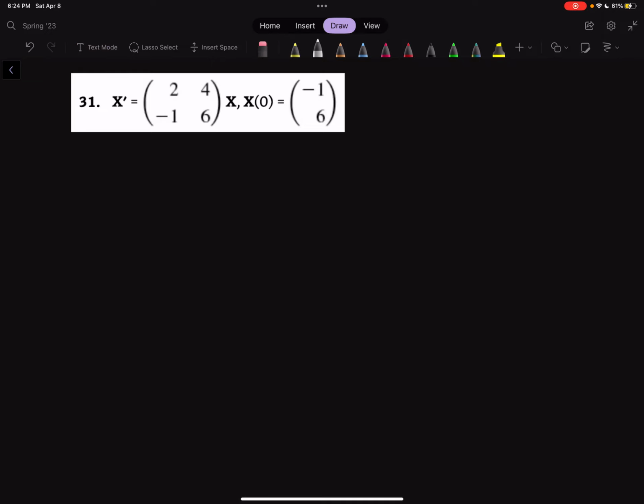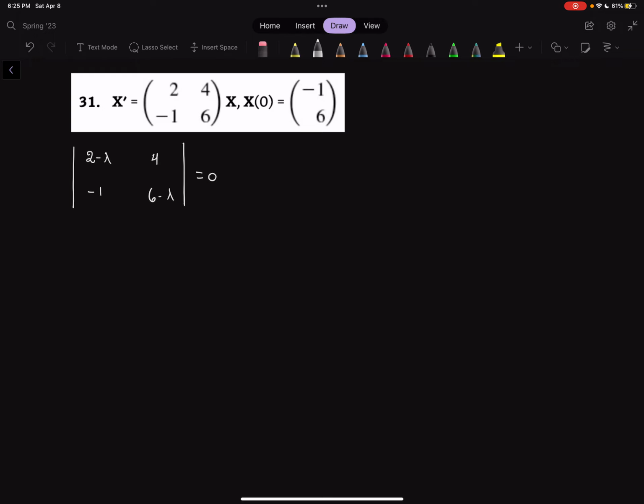All right, here we are with another problem, an initial value problem now, with a first order linear differential equation system with an initial value. So, all right, we know that to solve this, we need to solve the eigenvalue problem. So that's going to be 2 minus lambda, 4, negative 1, and 6 minus lambda. The vertical walls mean the determinant, and that has to be equal to 0.